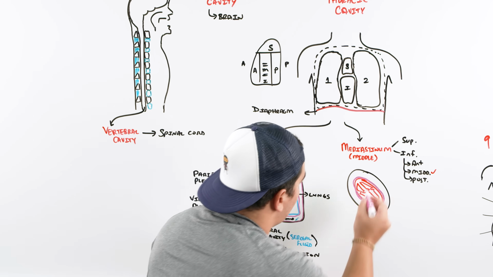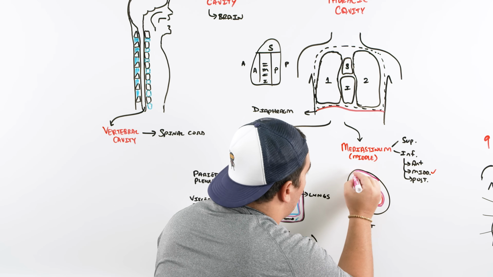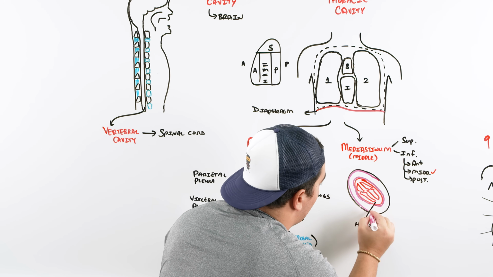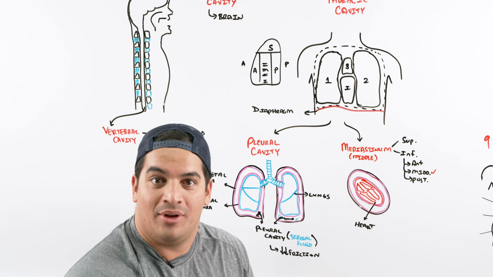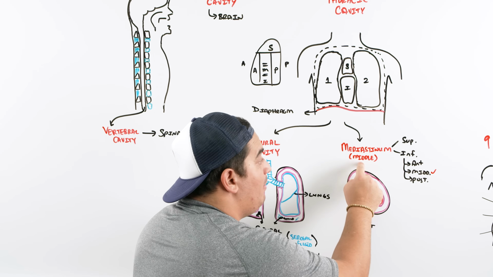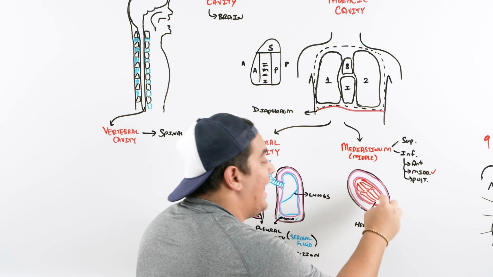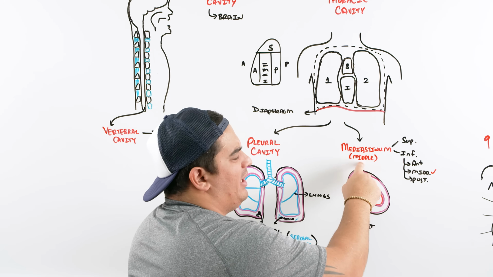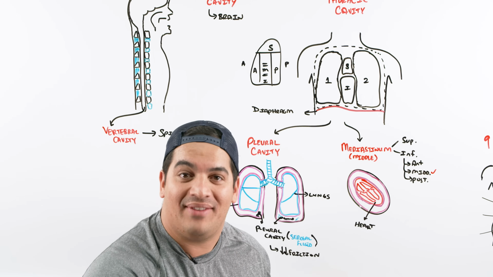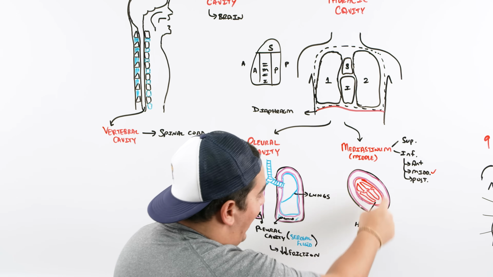And then you have one that clings to the wall of this cavity. That's the parietal pericardium. So the middle mediastinum contains the heart. And again, the cavity that this heart is sitting in, you would think, oh, it's the middle mediastinum. We actually call it the pericardial cavity.